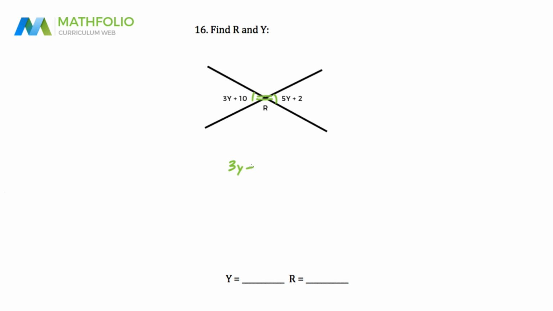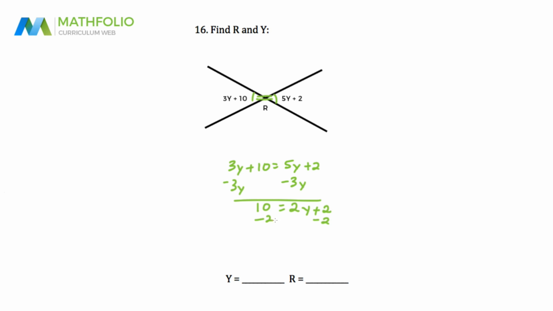So 3y plus 10 equals 5y plus 2. So when we solve this, we look for the baby variable, which is over here, 3y. So we're going to subtract that. When we do that, we've got 10 equals 2y plus 2.